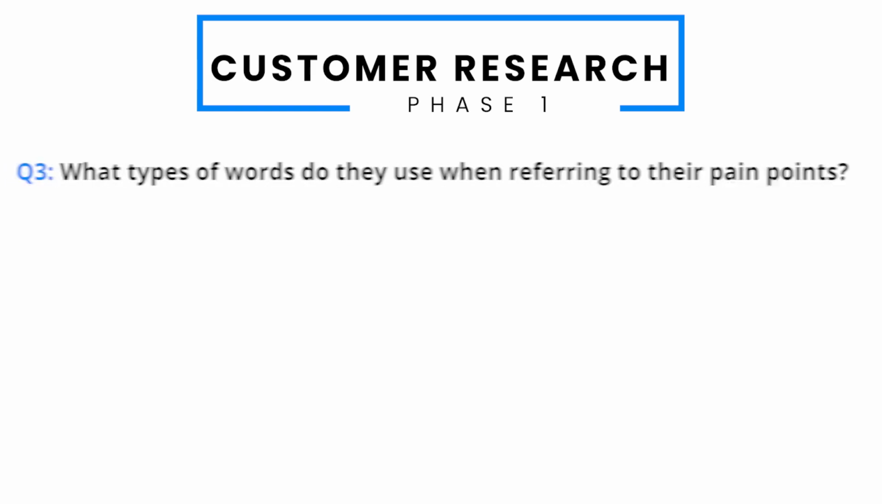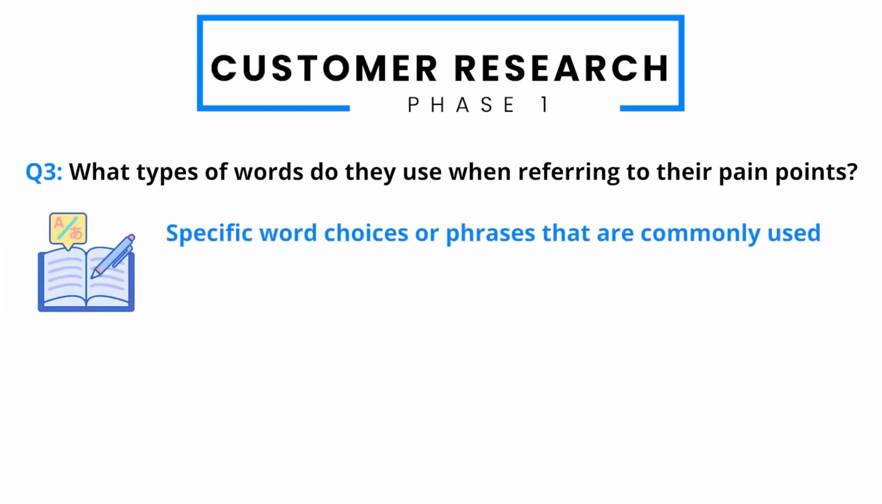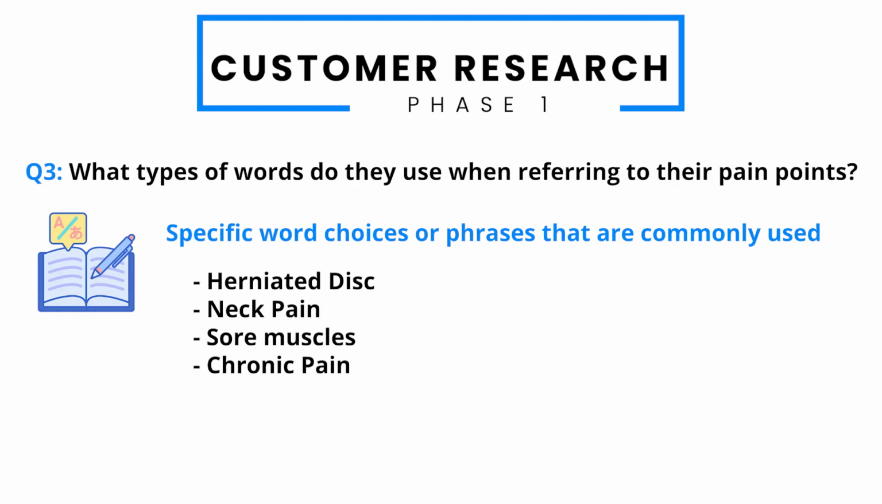Alright, so question number 3. What types of words do they use when referring to their pain points? What we're looking for here are the actual specific word choices or phrases that are commonly used. Now looking through the list, these words seem to pop up the most. Herniated disc, neck pain, sore muscles, chronic pain, pain relief, chiropractor, and restless.